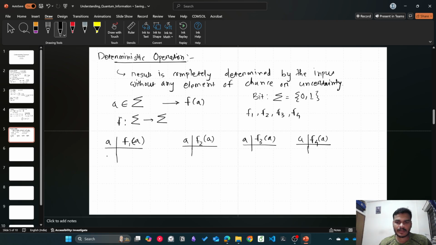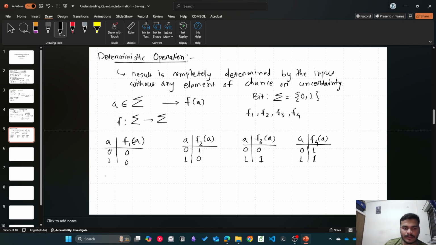Okay, so what can be the possibilities? Let's say A can be either 0 or 1. Right? So in the first case, let's say 0 goes to 0 and 1 goes to 1 because of the operation. The second case, let's say 0 goes to 1 and 1 goes to 0. In the third case, let's say 0 goes to 0 and 1 goes to 1. And in the fourth case, let's say 0 goes to 1 and 1 also goes to 1. So these are all the possible cases that can occur, right?